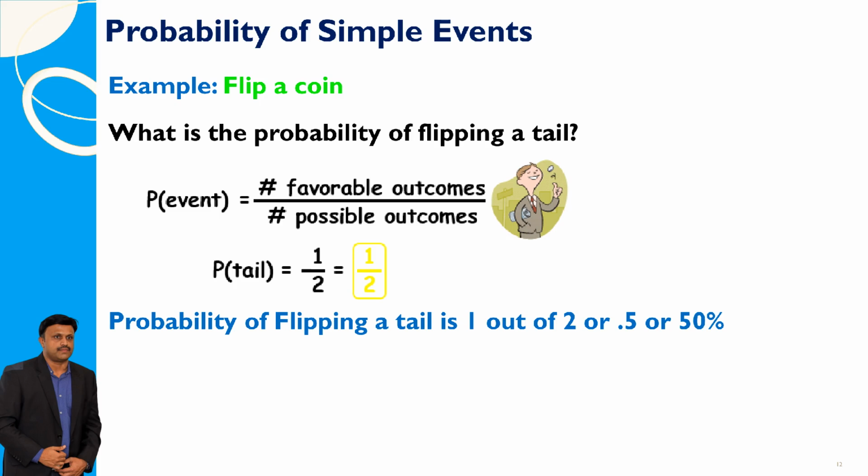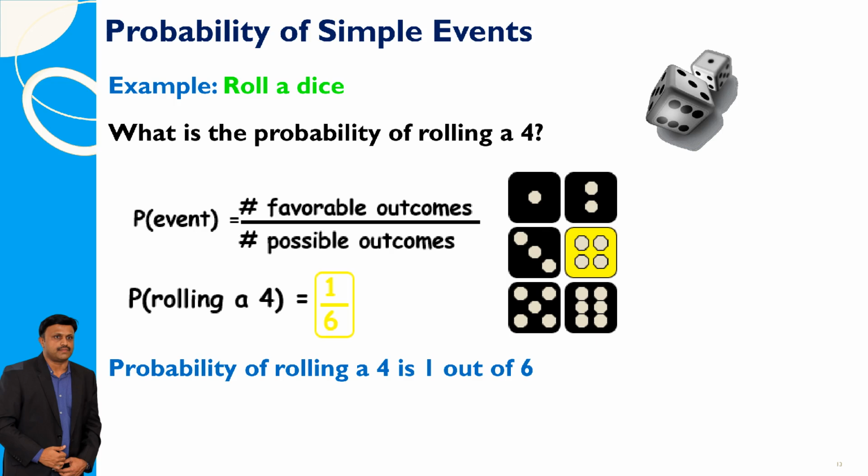To determine the probability of flipping a tail on a coin, note that there are two possible outcomes, heads or tails. Since each outcome is equally likely, the probability of flipping a tail is 1 out of 2, or 0.5, which is equivalent to 50%. When rolling a standard 6-sided die, the probability of rolling a 4 is 1 out of 6, as there is only one favorable outcome, rolling a 4, out of a total of 6 possible outcomes.